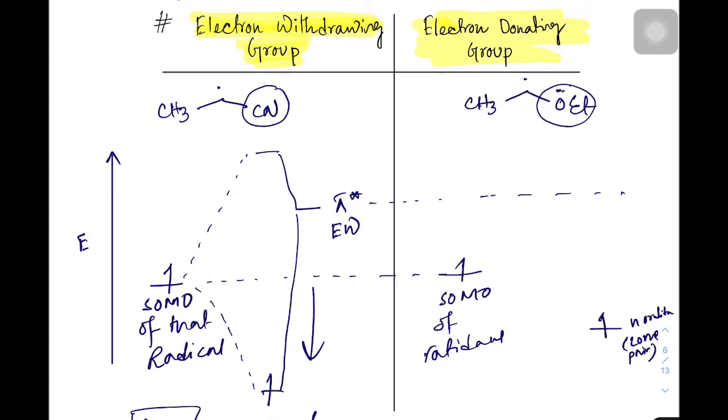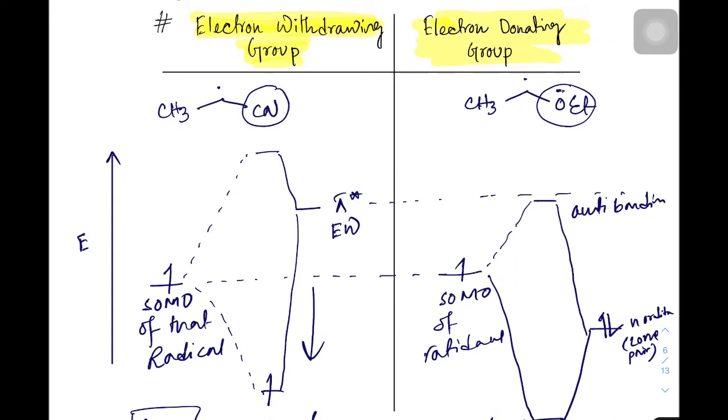So there are two electrons, right? So it will also form two states. One is bonding, another is anti-bonding. This is anti-bonding, this is bonding. So there will be two electrons and one unpaired electron over there.